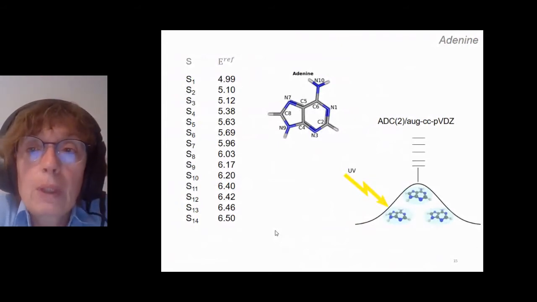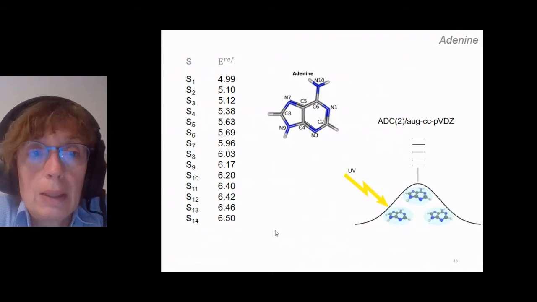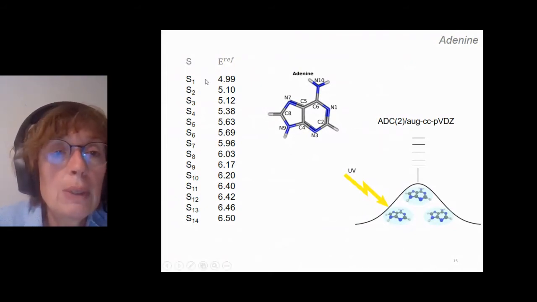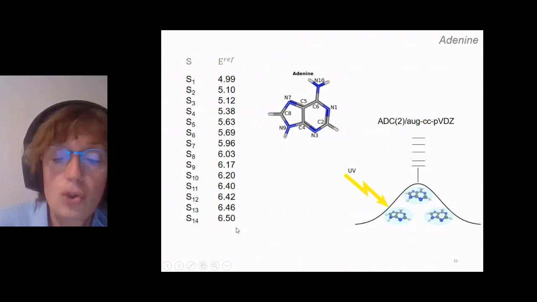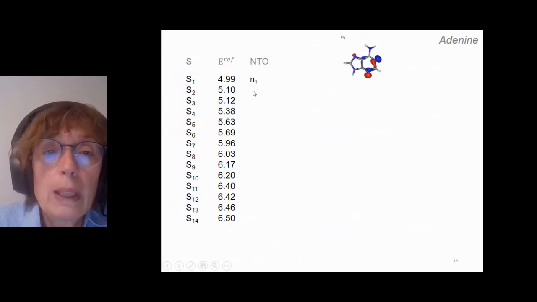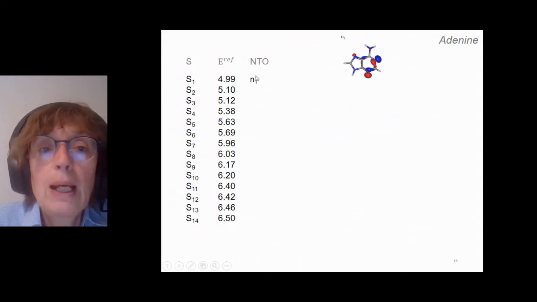On the example of adenine, at the reference geometries, adenine has 14 transitions in the range between 5 and 6.5 eV. These transitions should be assigned. There is no other way than to look at the first natural transition orbital pair, and in particular at the whole orbital.